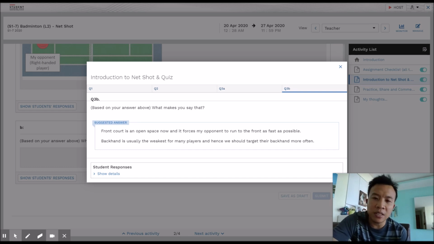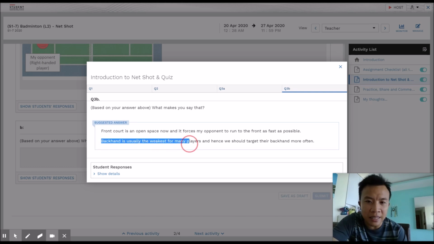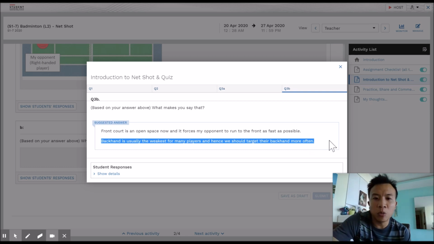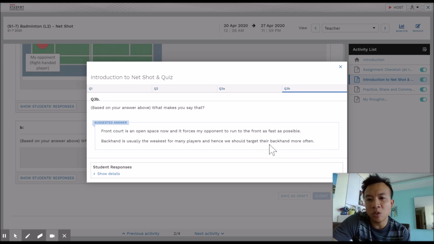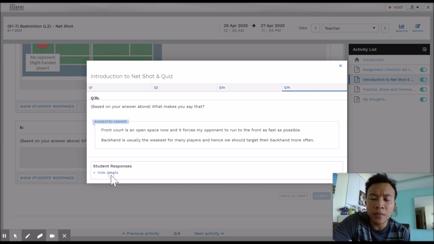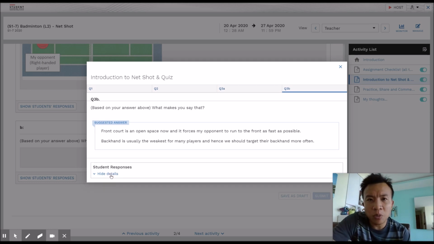And of course, the other dimension is that if you place it on the left side of the opponent, you are forcing the opponent to use the backhand, and backhand is generally weaker for most players. So this could be another dimension that you want to look out for when reading students' responses.